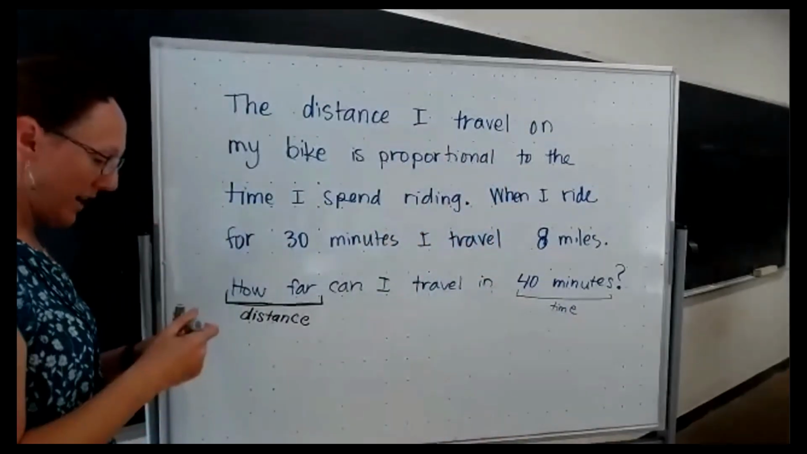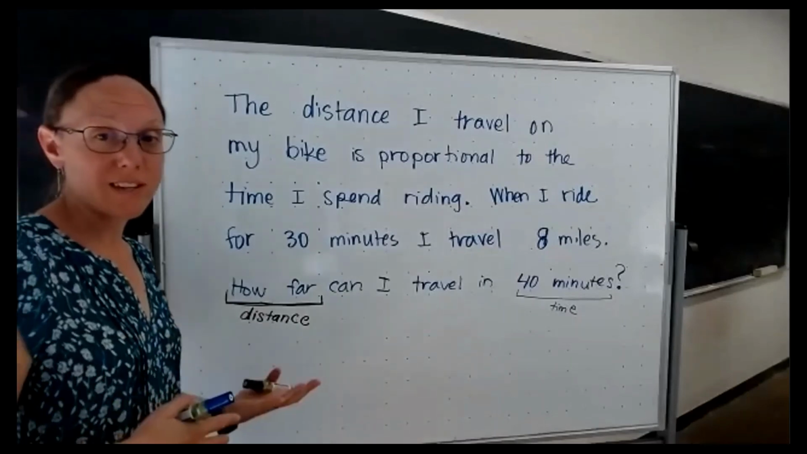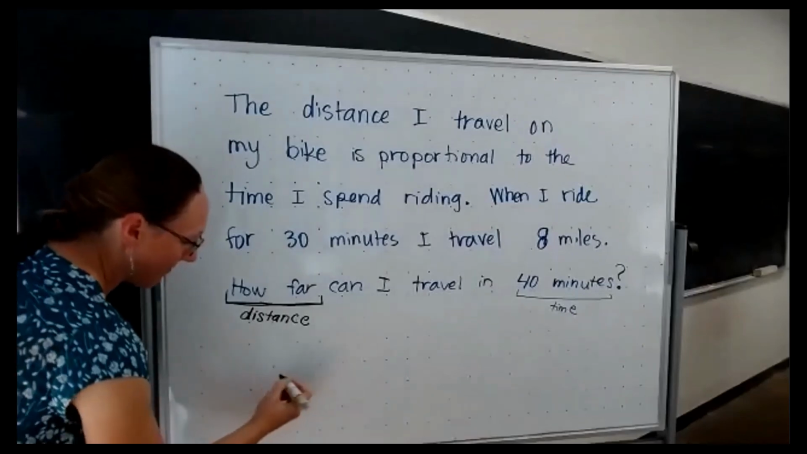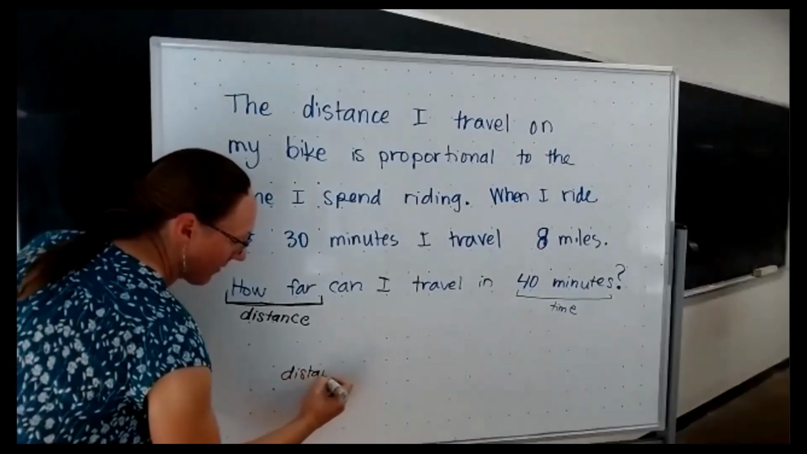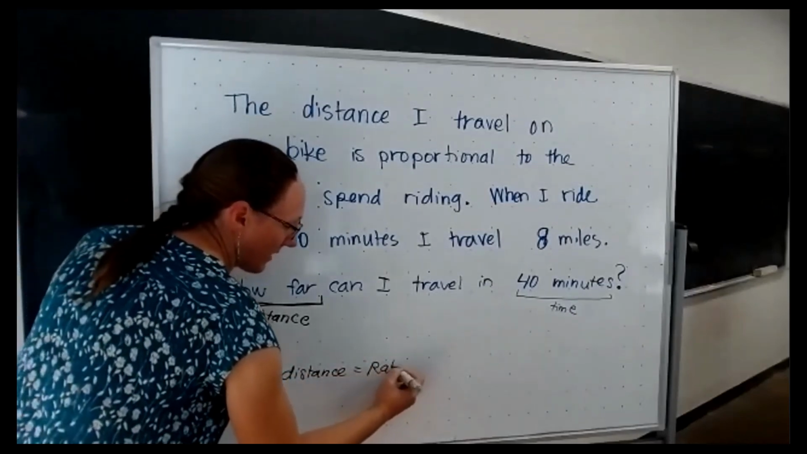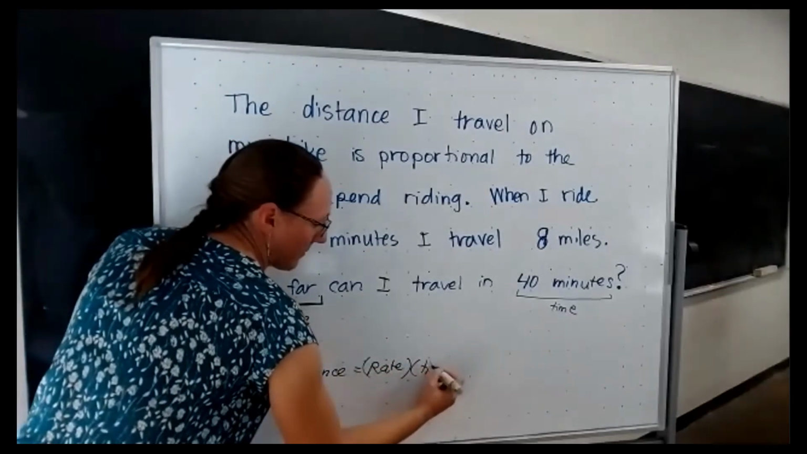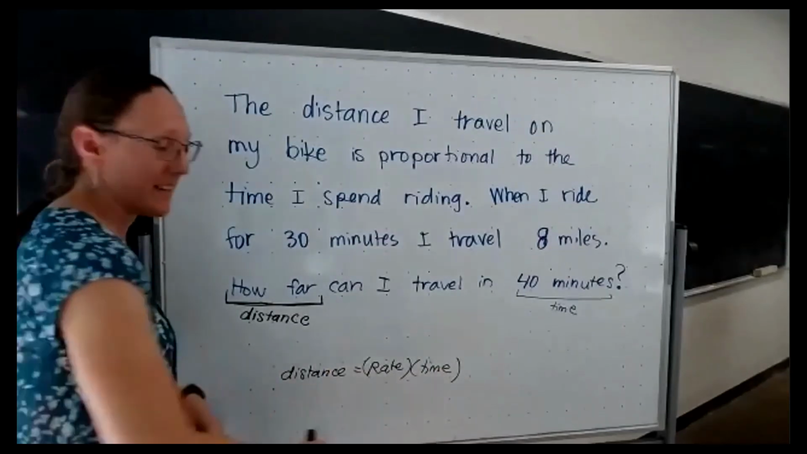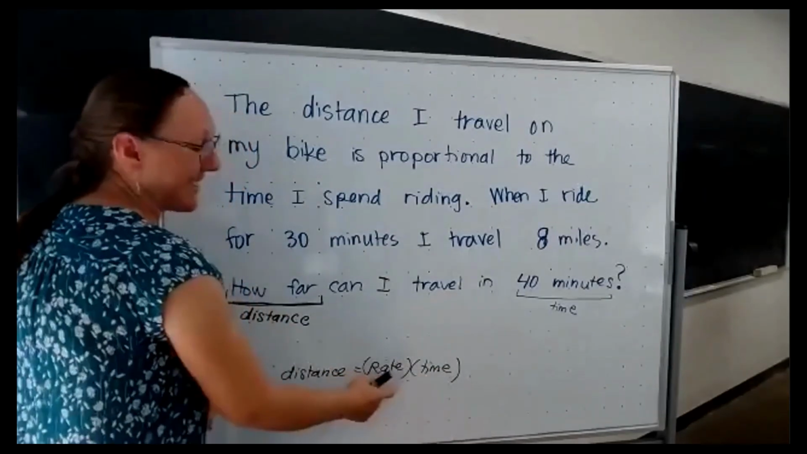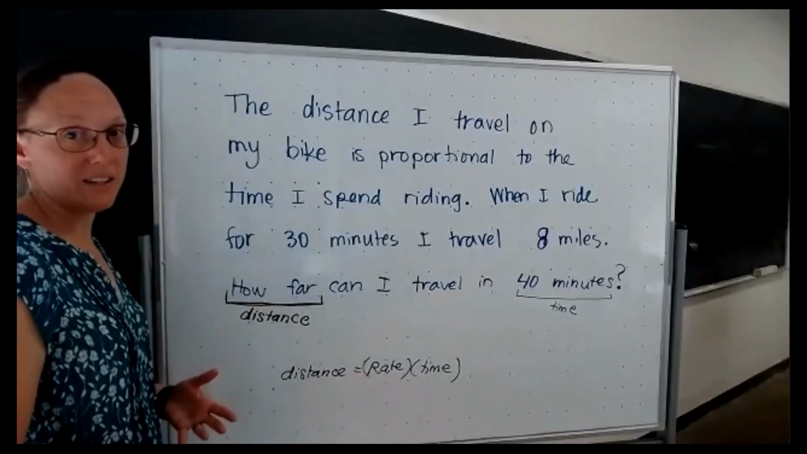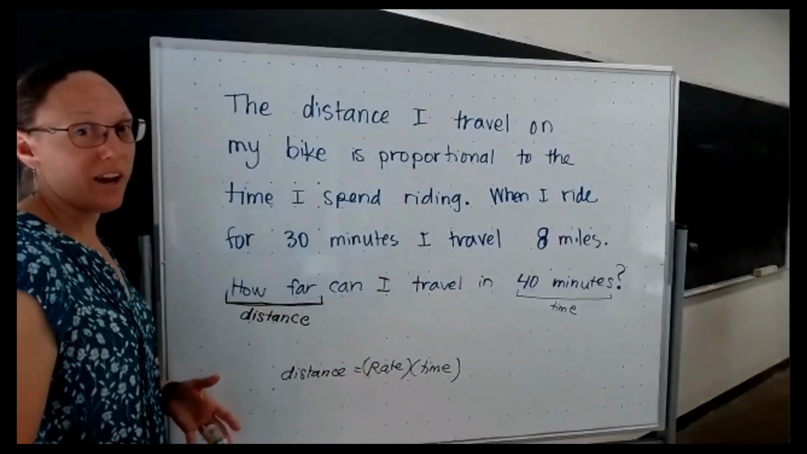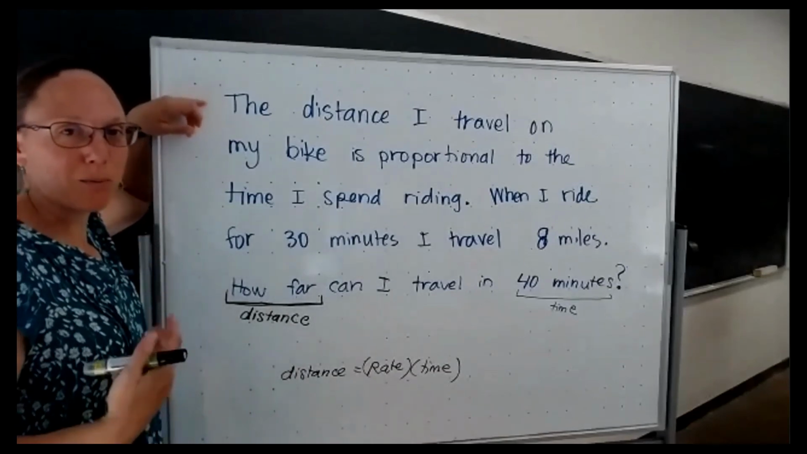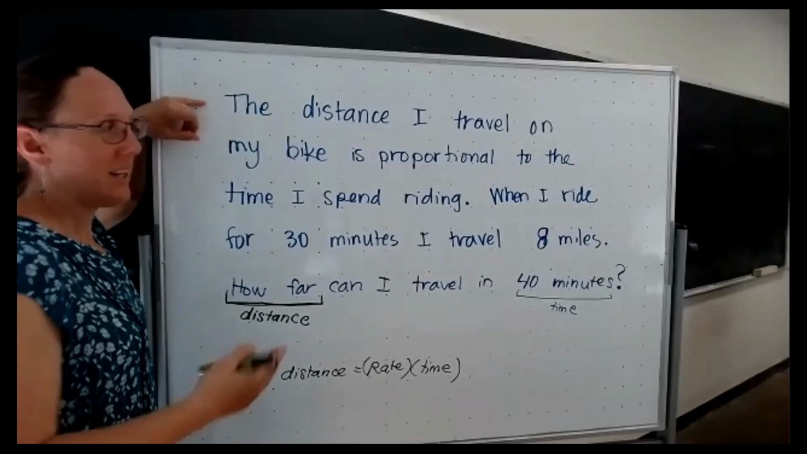So I might go straight to, oh, I know how distance and time are related. I know that distance is equal to the rate times the time. So if I want to find the distance and I know the time, I must need to solve for the rate. So now I'm going to jump to the beginning of the problem and see if anything in the problem has given me a rate.